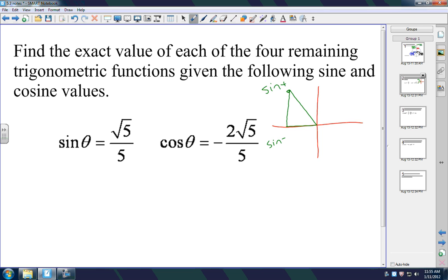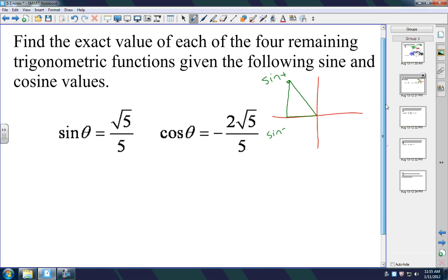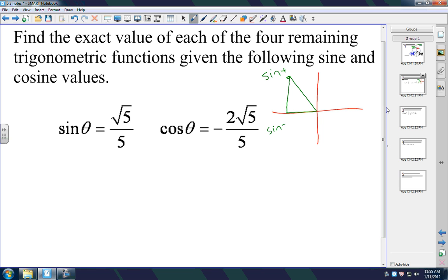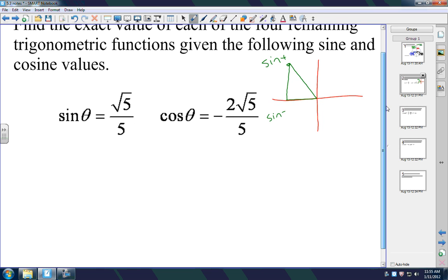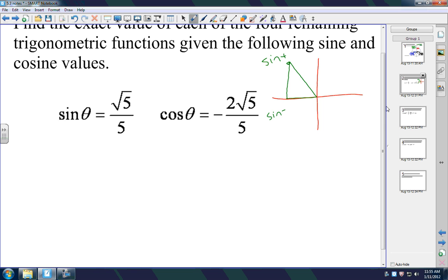Okay, so we already have the first 2. We know what quadrant they're in. That'll help us keep the other 4 values straight here. Okay, so we have the first 2. The next one we're going to do then is our tangent. We know tangent is a sine over a cosine. We're already given the values, so we can use these.